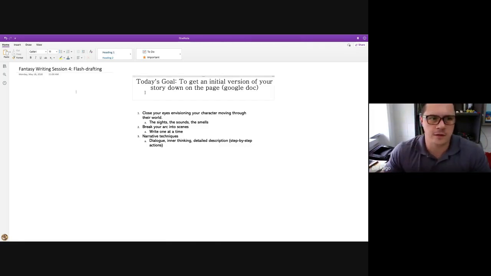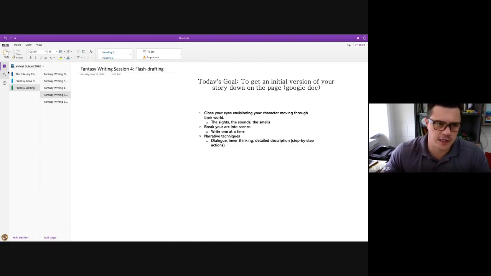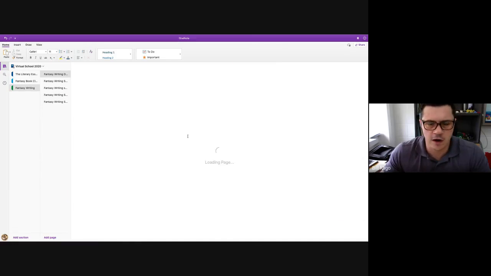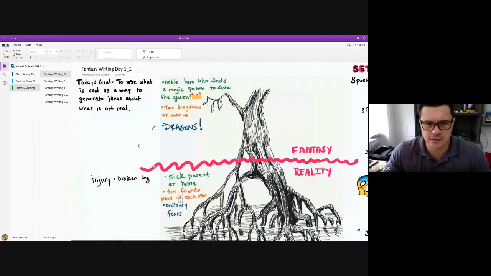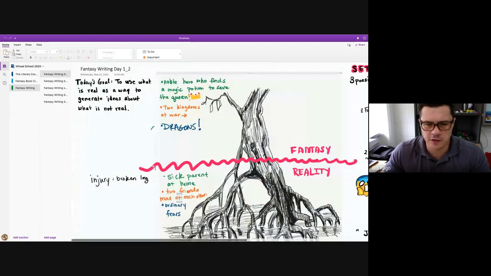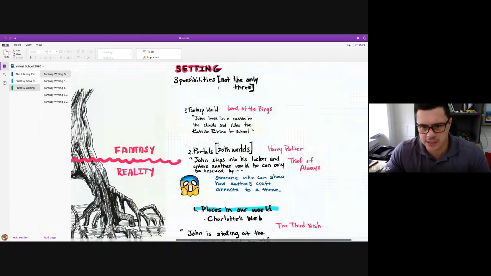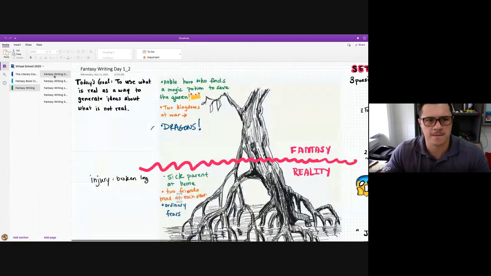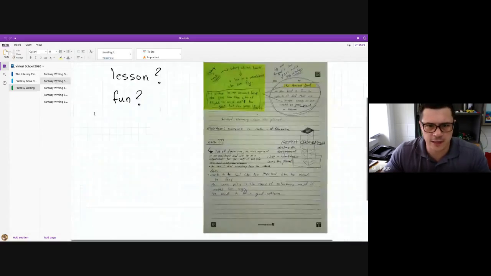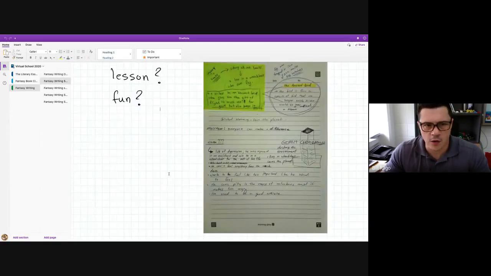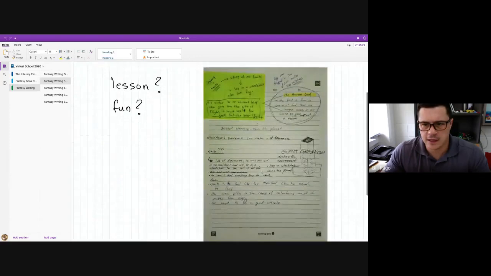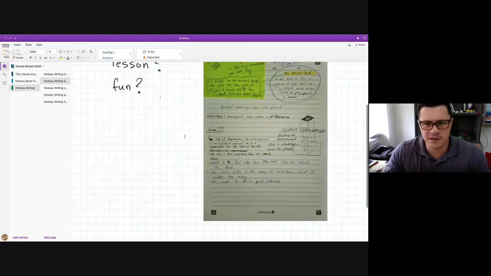So let me remind you about what we've done over the last few days. Okay, we started by generating ideas, looking for inspiration in the real world and looking at different kinds of settings and possibilities for settings in our fantasy worlds. We started with that to generate ideas, and then we chose one of those ideas and we looked at how we might develop specific things about that story.